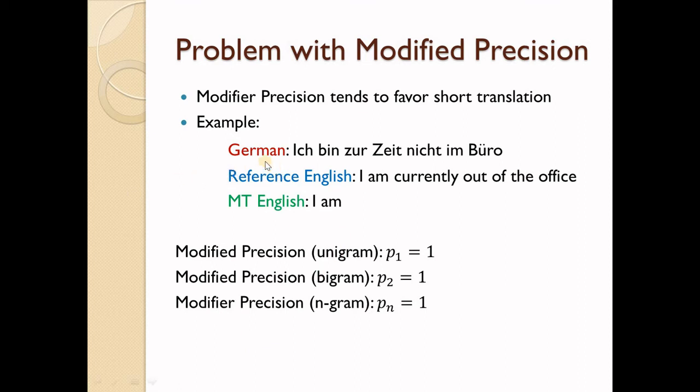As we can see here, I will describe this using an example. So the problem with modified precision is it tends to favor short translation. For example, here in German this is the sentence, and the reference English is: I am currently out of the office. But the machine translated English is just: I am. There is no real match between the machine translated English and the reference English, but in this case, in modified precision, we are going to say precision is 1. That means that it is exactly matching, which it is not. So that's why we should have a penalty.